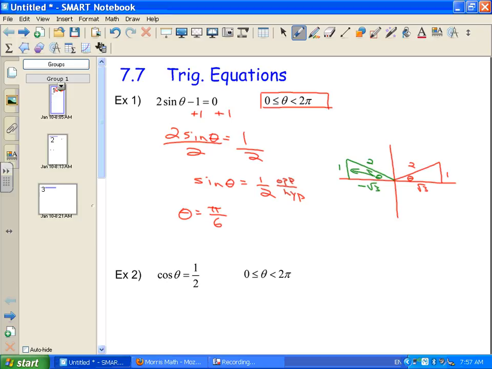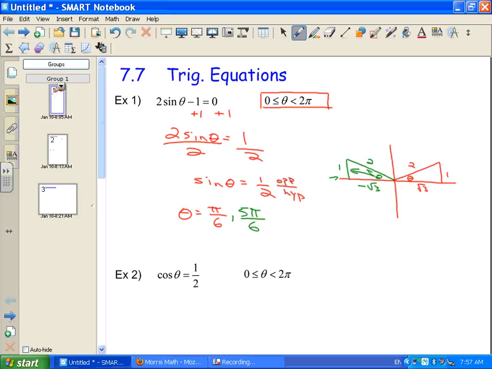5 pi over 6. Well, if I was here, that would be pi, so that'd be 6 pi over 6. It's 5 pi over 6. I confused myself, I said 7 and 4 and then said it again, but it's 5 pi over 6.